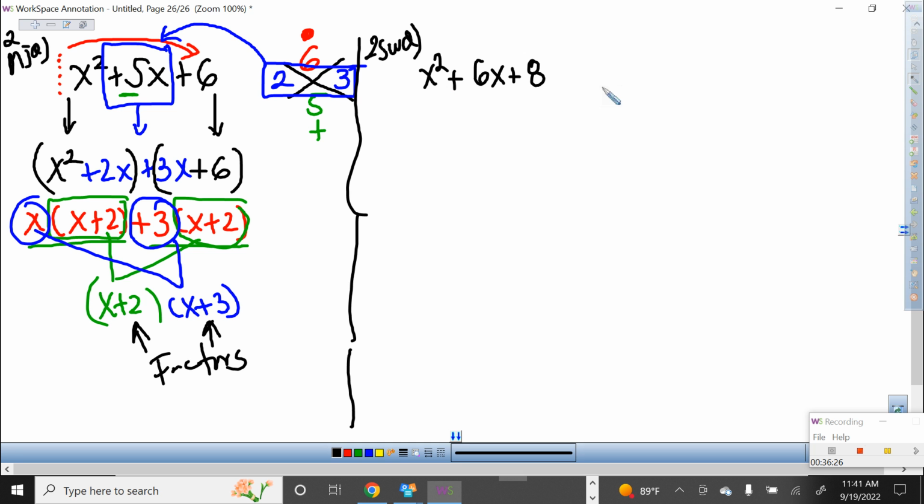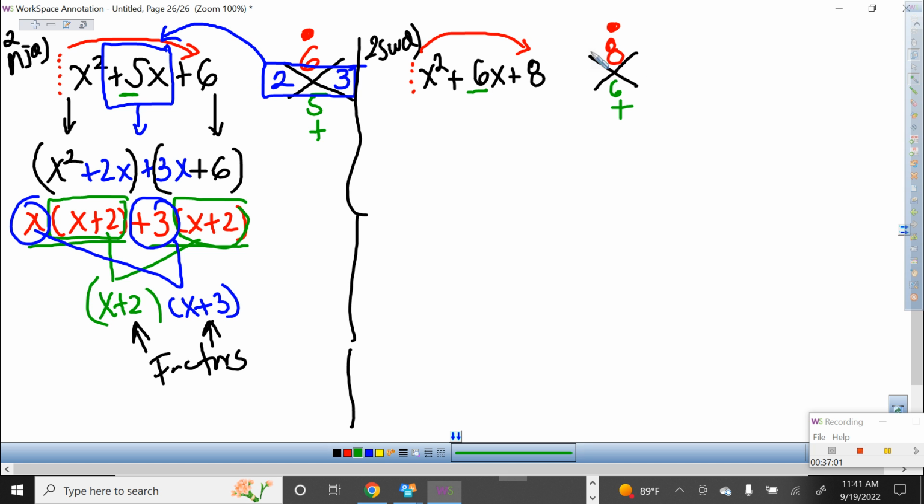No. So therefore, what number goes on top? 8. So 1 times 8 goes here. Put a big dot. What number goes underneath? The middle coefficient. And that's a plus.